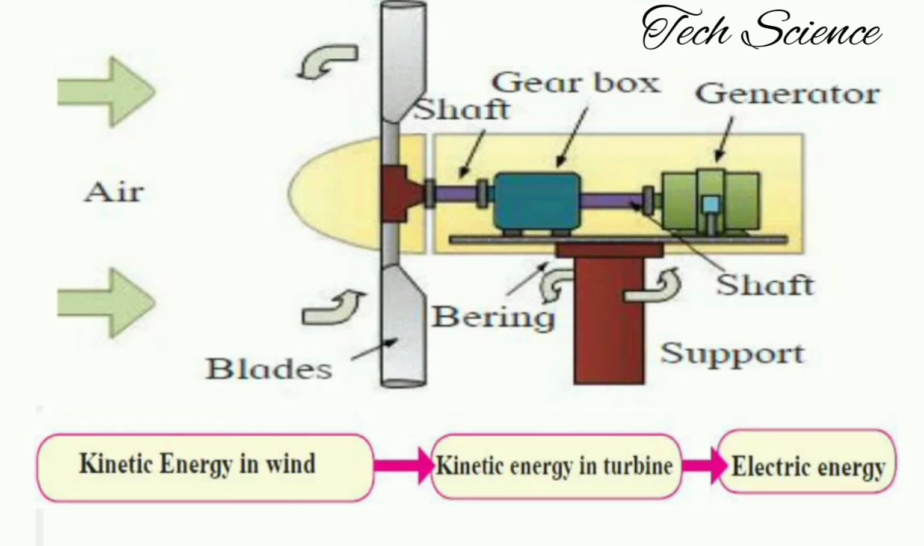In front of you there are two diagrams. First, the construction of the wind turbine along with the generator, and second, the flow of energy from source up to the destination. Different types of points are to be considered here.